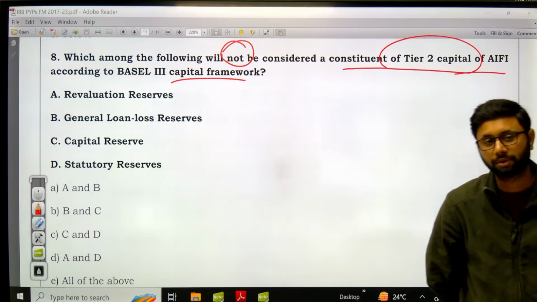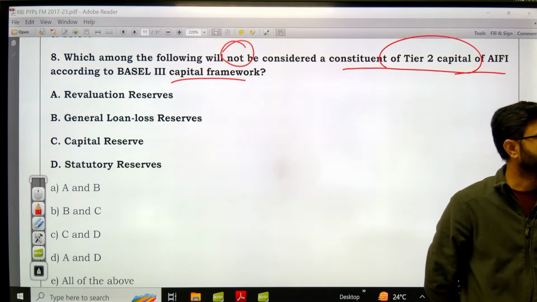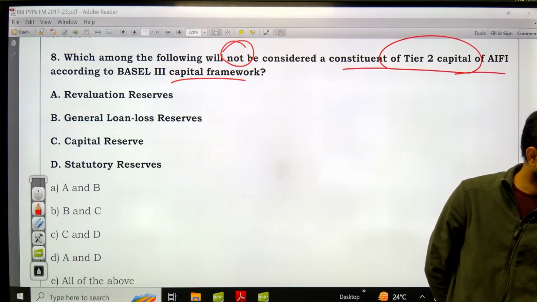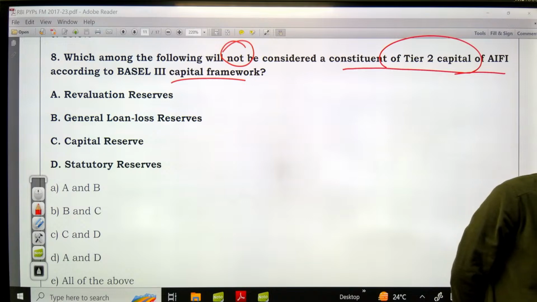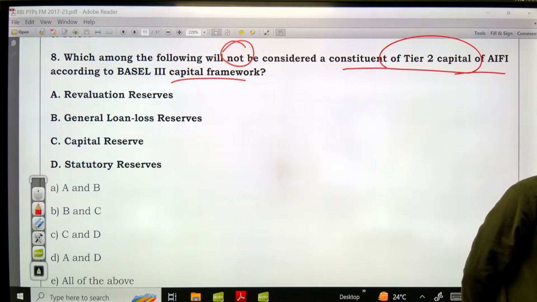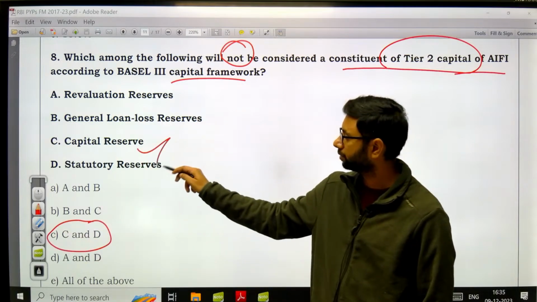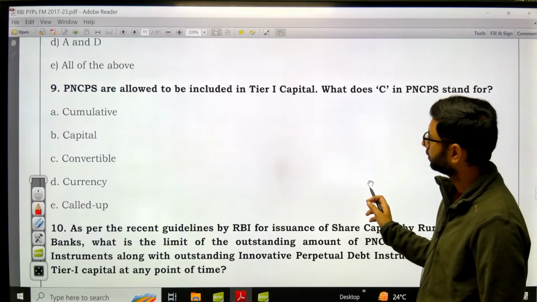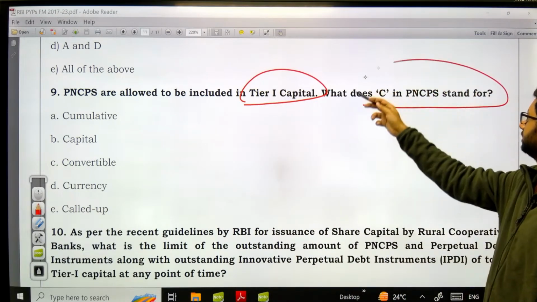The 2022 paper was a little bit difficult. They were actually asking you a lot more technical concepts. Although these concepts are the basic thing that you anyways have to do. The correct answer is C and D. These two. Next question. PNCPS are allowed to be included in Tier 1 capital. What do PNCPS stand for?